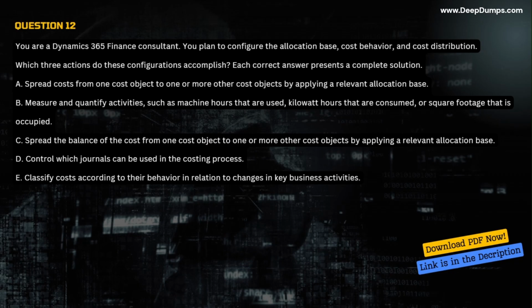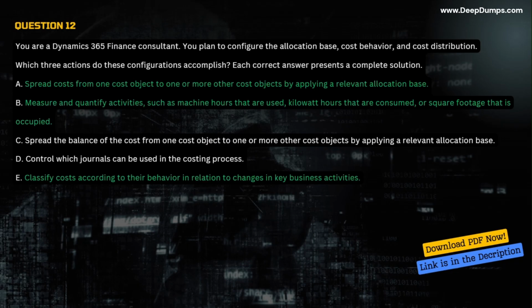A. Spread costs from one cost object to one or more other cost objects by applying a relevant allocation base. B. Measure and quantify activities, such as machine hours that are used, kilowatt hours that are consumed, or square footage that is occupied. C. Spread the balance of the cost from one cost object to one or more other cost objects by applying a relevant allocation base. D. Control which journals can be used in the costing process. E. Classify costs according to their behavior in relation to changes in key business activities.